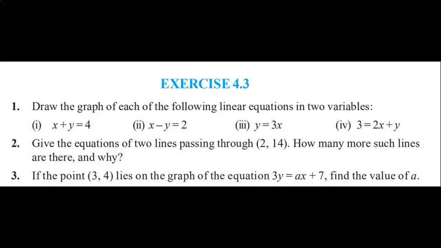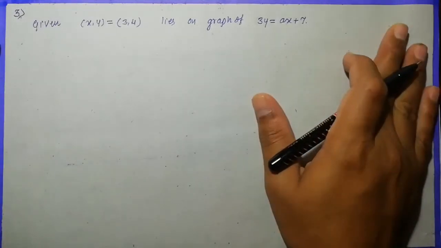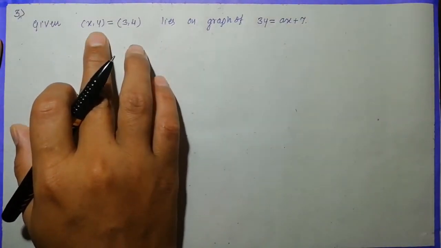Now look at the third question. It is like this: if the point 3 comma 4 lies on the graph of the equation 3y is equal to ax plus 7, find the value of a. Now look at the solution. Given is already written. It is like this: given point 3 comma 4, I'm going to consider this as x comma y.